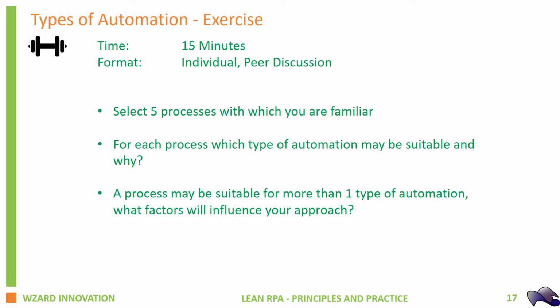So I'm going to hand this back over to you and ask you to pause the video for a moment and actually start to think about the following 3 questions. I want you to think about 5 processes with which you are familiar. And for each of the processes, which type of automation do you think might be suitable and why? A process might be suitable for more than one type of automation. And if this is the case, what factors will influence your decision to selecting the approach?